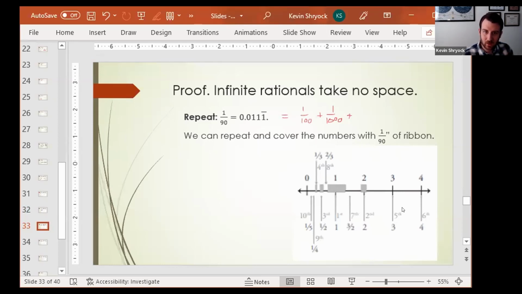Well, I can repeat this again, and I can cover it up with less ribbon. I can cover it up with a 900th of an inch of ribbon. So now I must be able to cover up all the fractions with less than that even. Well, I can repeat this game again and again and again. So that means the total size of the rationals must be some size that I can cover up with 1/9 of an inch, a 90th of an inch, a 900th of an inch, and however small I want to go. Well, then that means it must be a size that can always be covered up by smaller. There's only one size that works for that, and that would be 0.